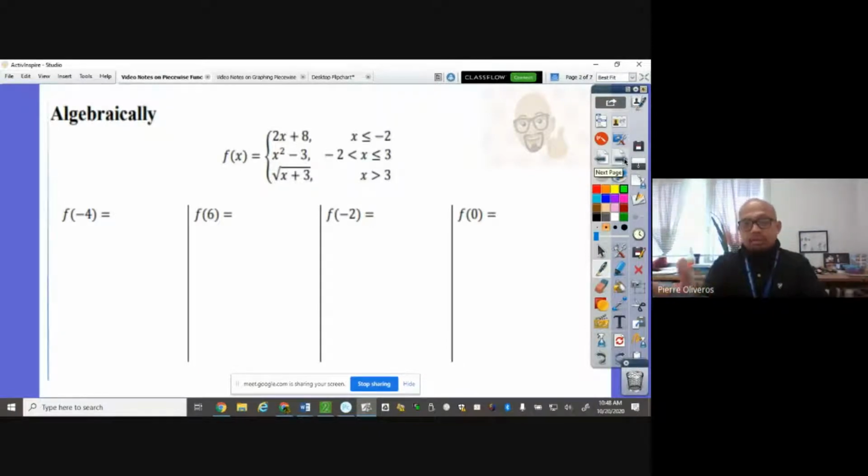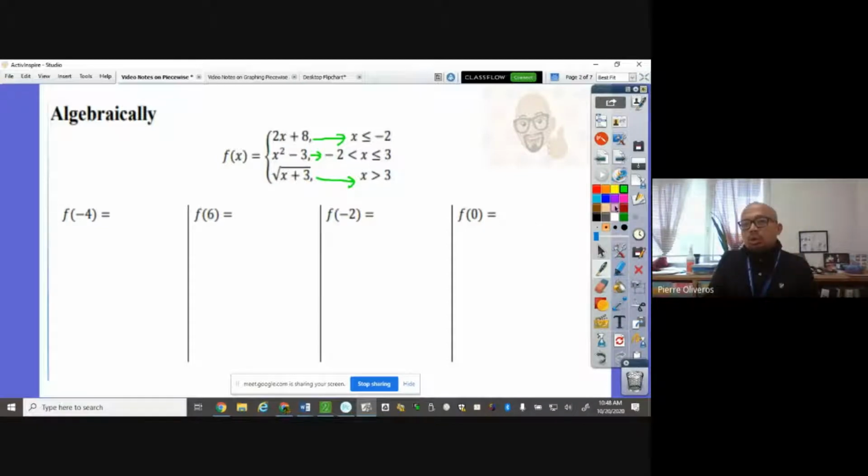Here's what it looks like. You're given a function f of x with a linear function 2x plus 8, a quadratic equation, which is x squared minus 3, and a radical equation, which is square root of x plus 3. But all of them have their own intervals. For the linear, the interval is everything where x is less than or equal to -2. For x squared minus 3, the interval will be everything from -2 to 3, not including -2, but 3 is included. And for square root of x plus 3, it's every number that is greater than 3.